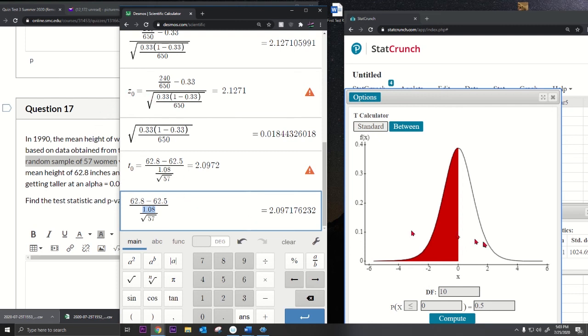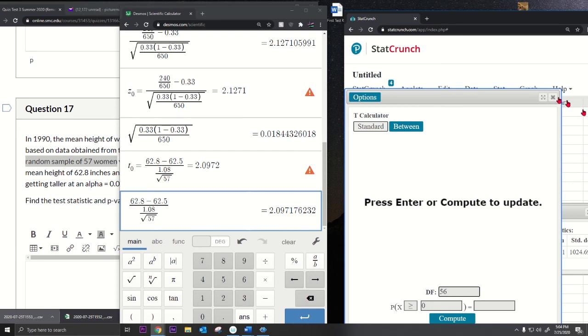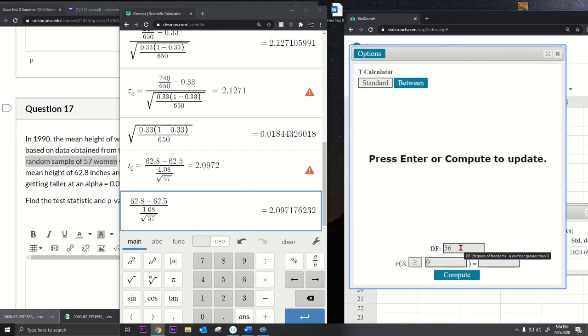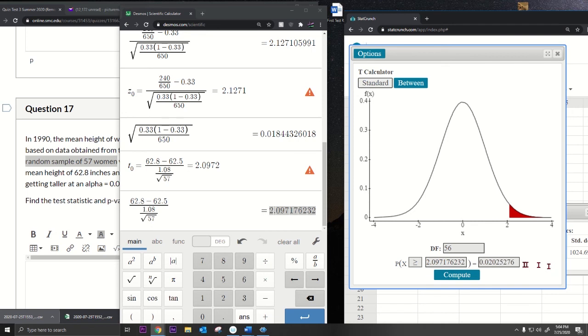So how do I find the p-value? It's a right-tailed test, so I'm going to choose greater than. My degrees of freedom are 56, that is n minus 1. Then I grab this, Control C, Control V, and there is your p-value. This is your work for the p-value. Just take a snapshot on your computer of this, and insert it. And that's it.